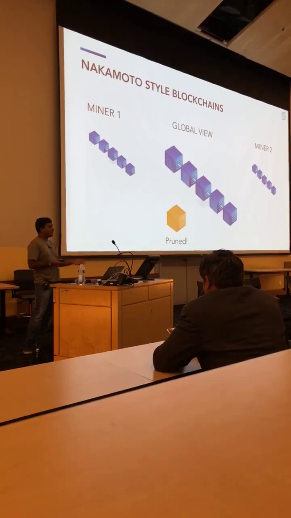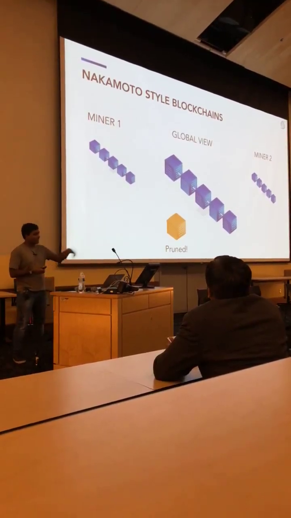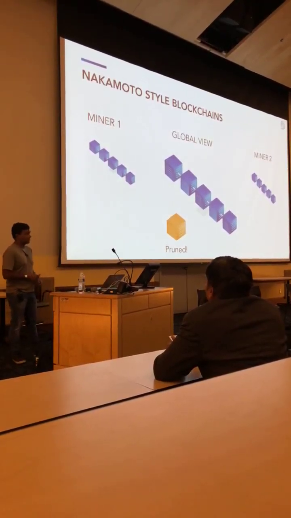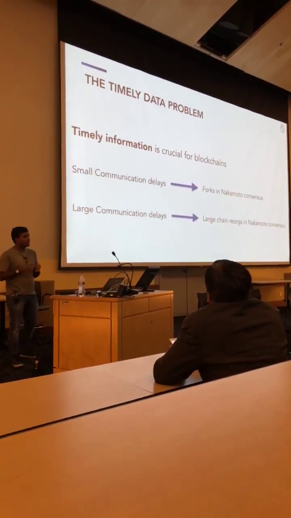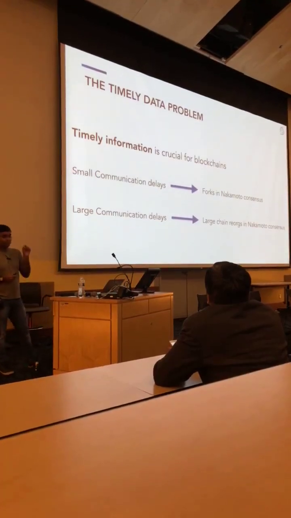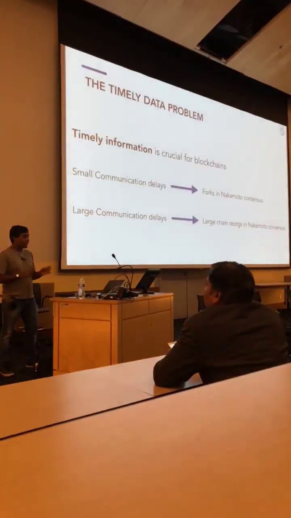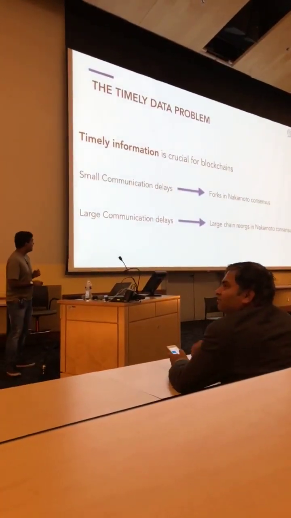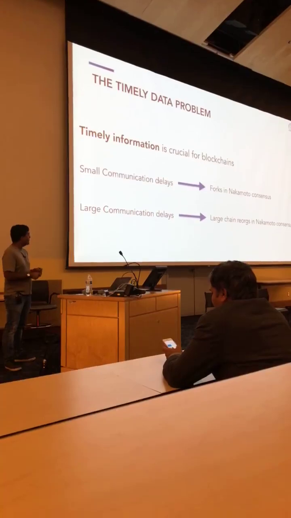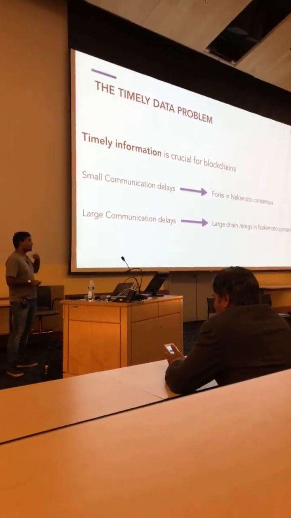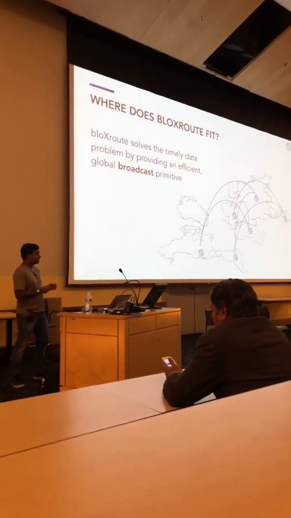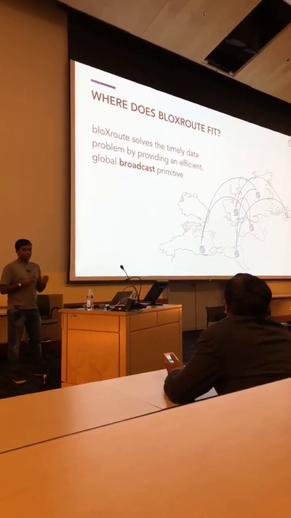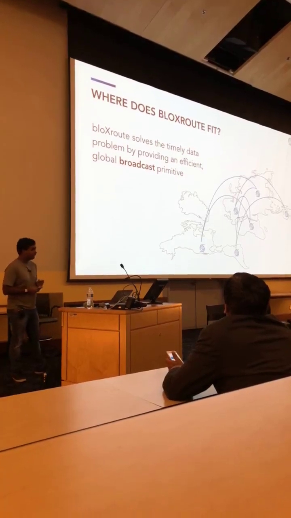Because Ethereum is running its network at a higher capacity than Bitcoin is, so it has more of these pruned blocks. So this actually brings us to the core problem here, which is the timely data problem. And timely information is crucial for blockchains, for all kinds. So a small communication delay will have a fork in Nakamoto consensus. Large communication delays will have large chain reorgs. So how bloXroute fits is bloXroute aims to solve the timely data problem by providing an efficient global broadcast primitive.